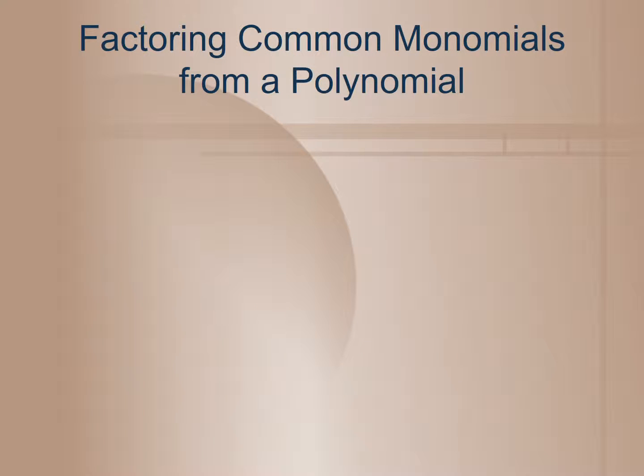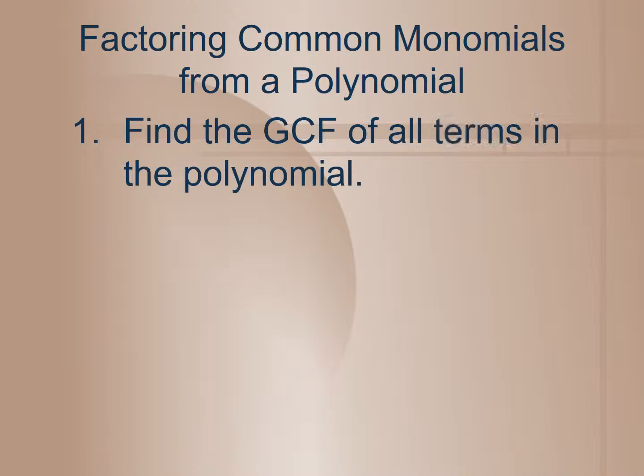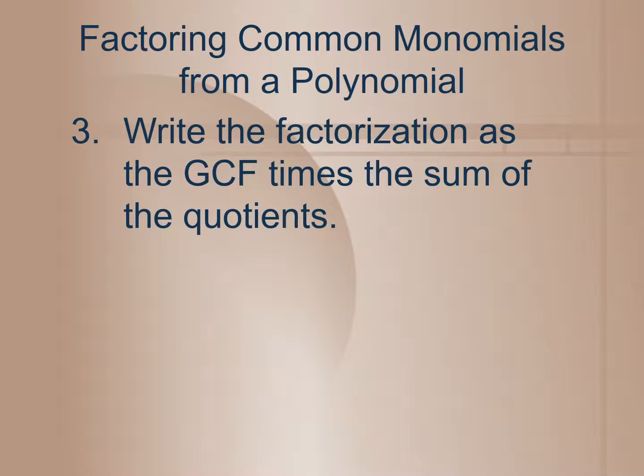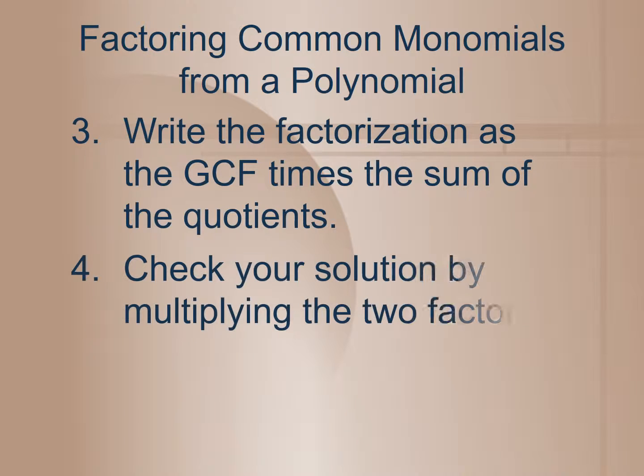All right, so factoring common monomials from a polynomial, the first thing you do is find the greatest common factor, and you're going to divide that greatest common factor out of each term. So you're going to reverse the distributive property. Step 3 is you write the factorization as the greatest common factor times the sum of the quotients. And then check your solution by multiplying those two factors and making sure that you go back to your original question. So let's look at an example.